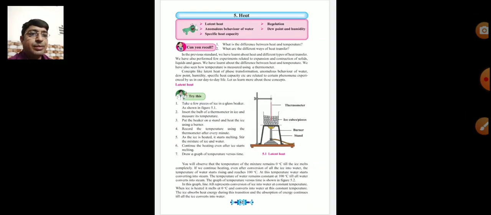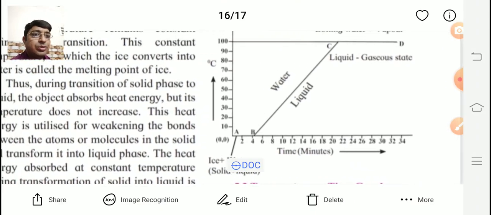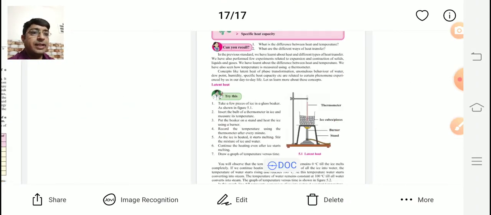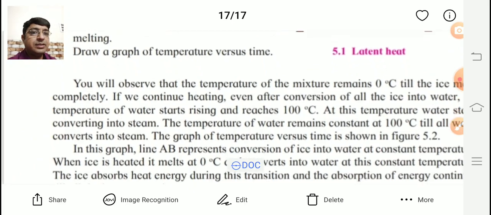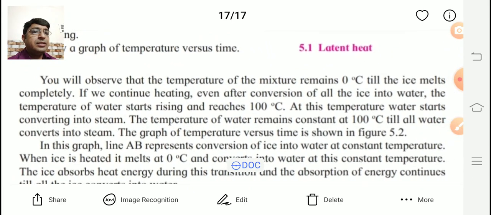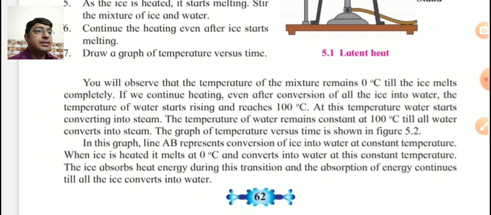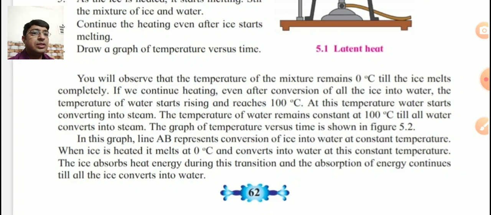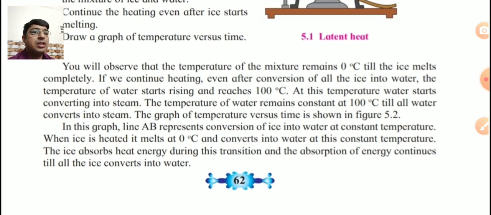So this is actually an experiment. Now if we plot the graph, we get a graph like this. I will give the explanation first. See here what is given. You will observe that the temperature of the mixture remains 0 degrees Celsius till the ice melts completely. If we continue heating even after conversion of all the ice into water, the temperature of the water starts rising and reaches up to 100 degrees Celsius.